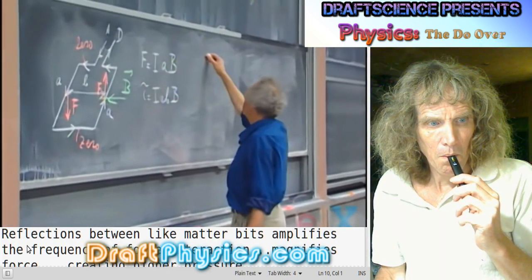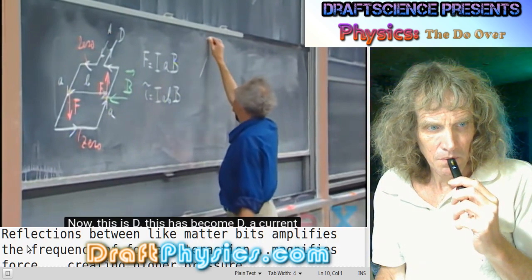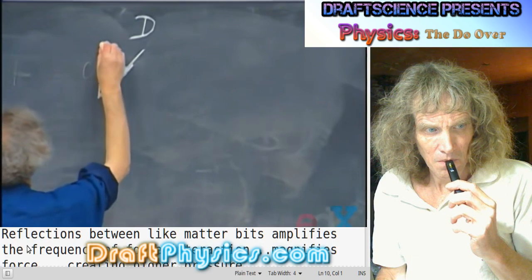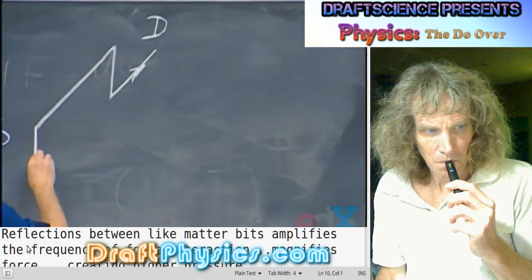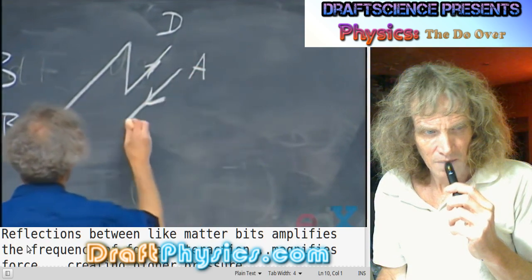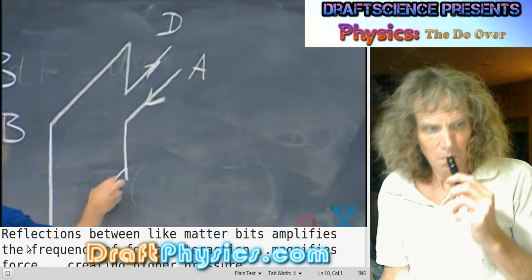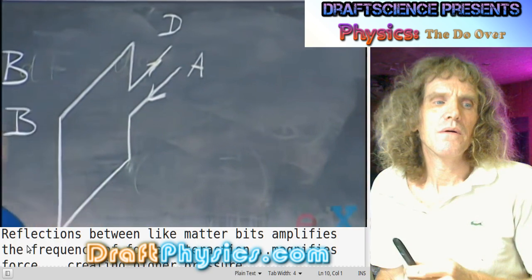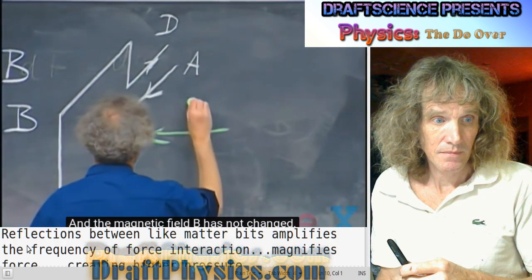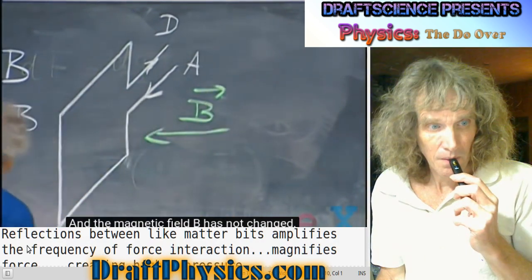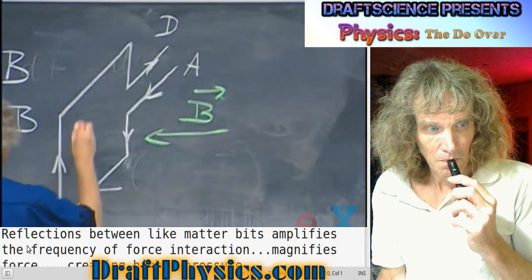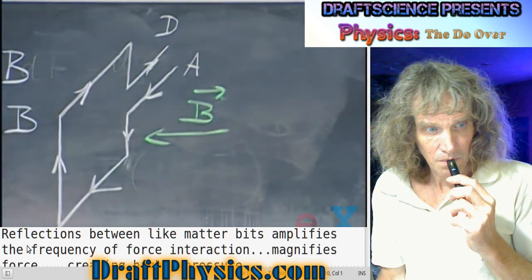Make you see that again in a three-dimensional way. It's not so easy for me. Now this is D. This has become D. The current always leaves at D. I'll try to make you see this three-dimensionally. It goes like this. The current comes in here, at A. So we get this, and we get this. Doesn't look so bad. Then the magnetic field B has not changed. Uniform B in the same direction. So the current now comes in through A. It has not changed. The only thing is that the loop has rotated 90 degrees.